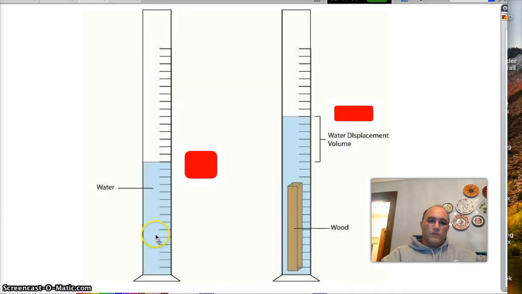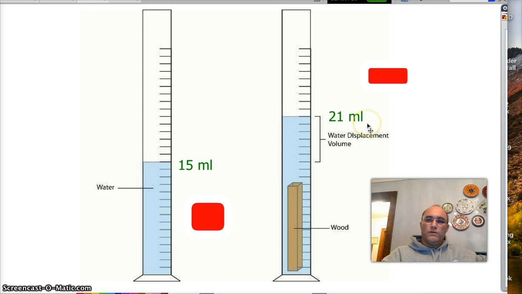Okay, here we have some water, and here we have some wood. Well, how much water do we have over here? Well, we have exactly 15 milliliters. I counted. Once we added the wood, the water level went up because the wood displaced some of the water. How much water? Glad you asked. Well, now we have 21 milliliters of water. I know what you're thinking. Aha, there's 21 milliliters of water. That's the volume. You're close. That's the volume of the water plus the wood. But we want to know, what is the volume of just the wood?